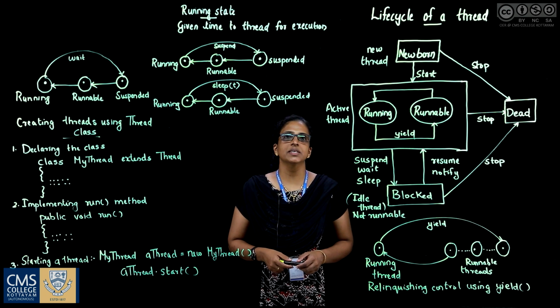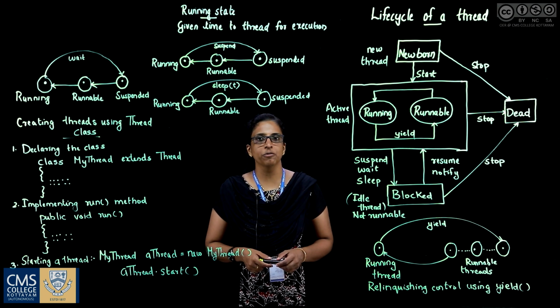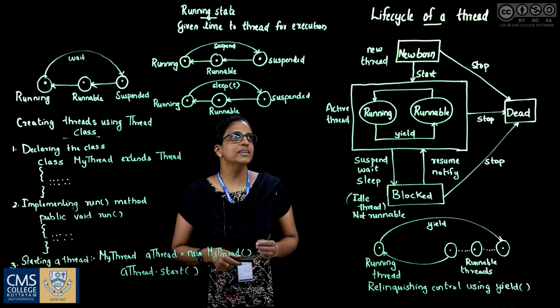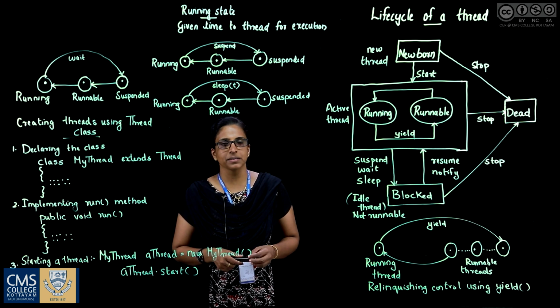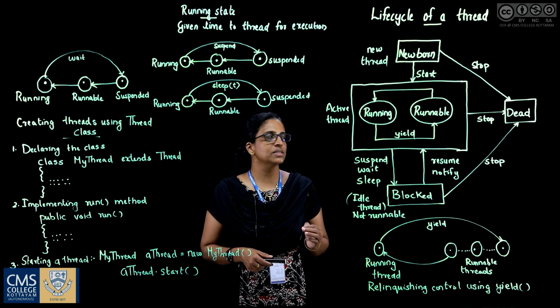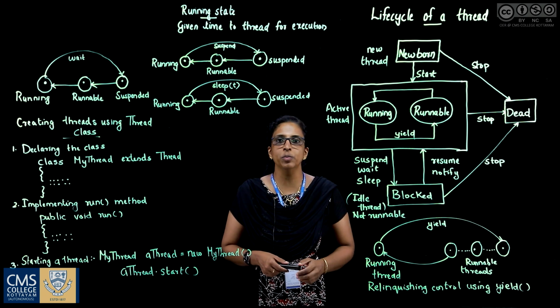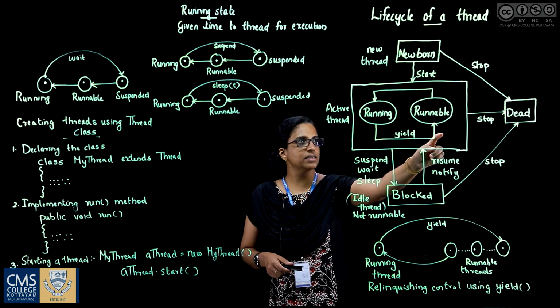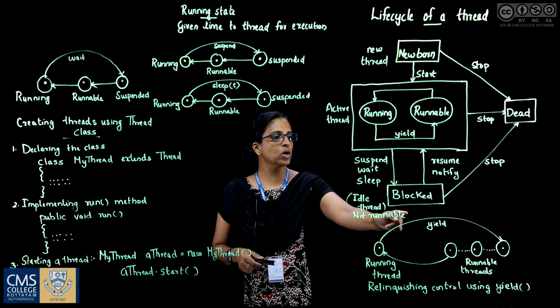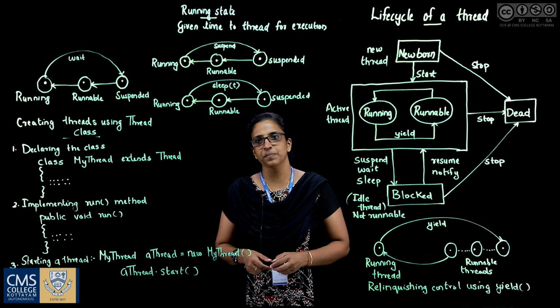Next, we are going to discuss the life cycle of a thread. During the life cycle of a thread, the thread enters many states. These are the following states that a thread enters. First one is the newborn state, then it enters the runnable state, running state, blocked state and dead state.